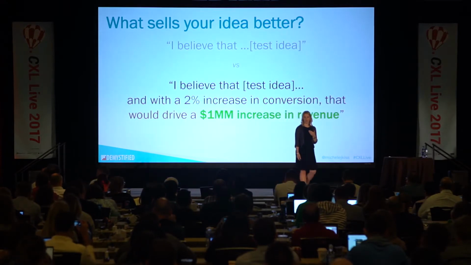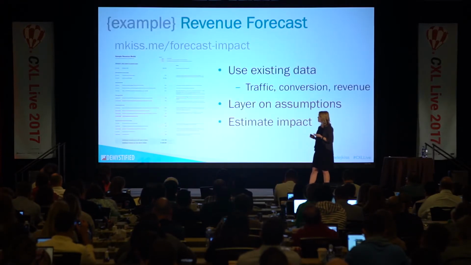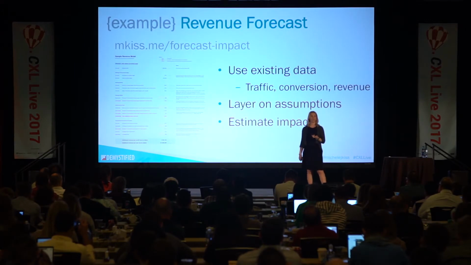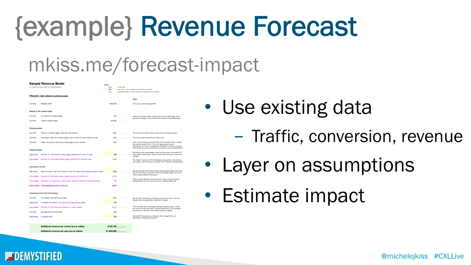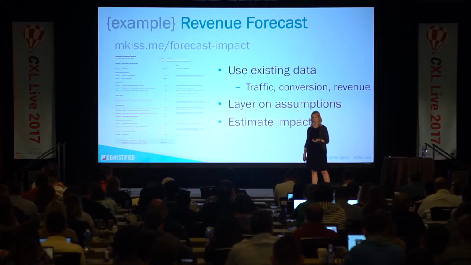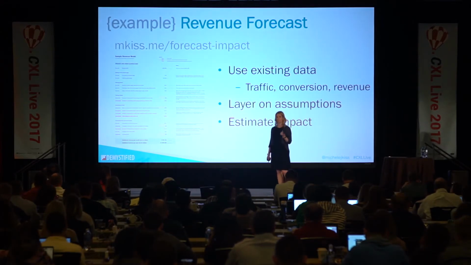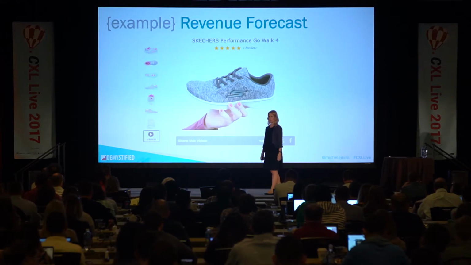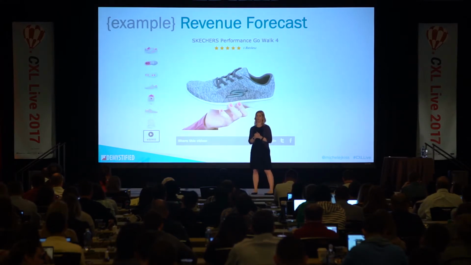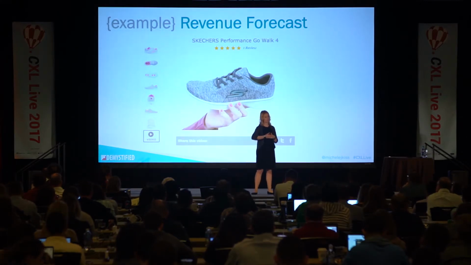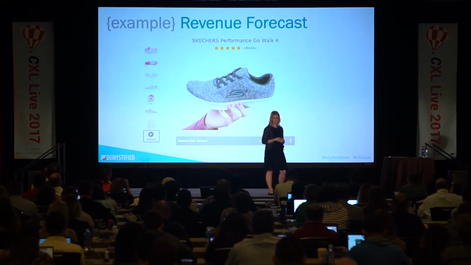So one of the things that I have found really helpful is to be able to create a revenue forecast before you even run the experiment. Use your existing data, looking at your traffic, your conversion, your revenue data, and layering on top of that assumptions about the experiment that you're going to run or the hypothesis that you have, and using that to estimate the impact. So we'll take the example that I've been mentioning, which is, let's kick it Zappos style, and we're going to have videos on our product pages. So when I'm shopping for a purse, I know exactly how big it is.